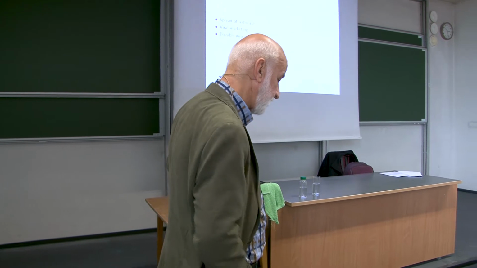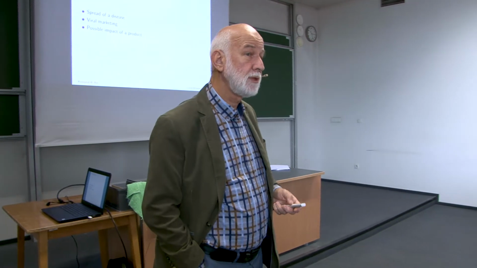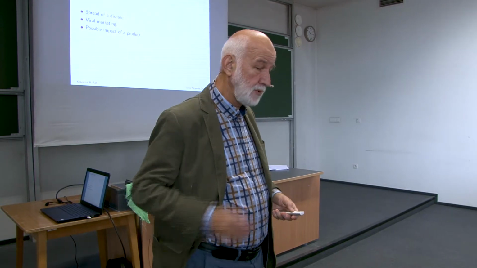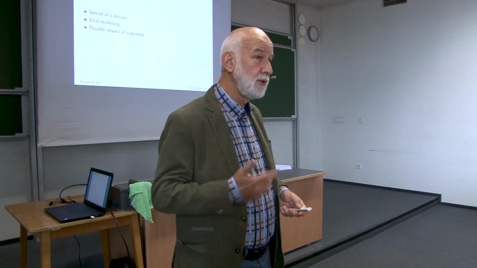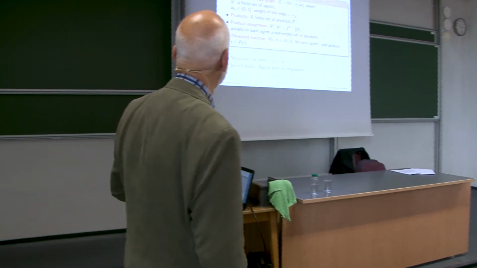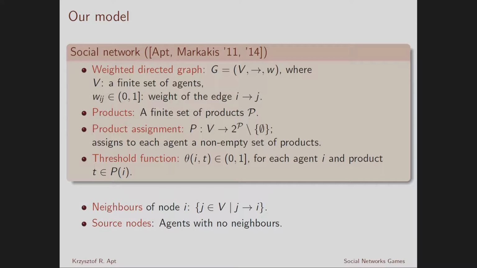And there is also another topic I'll mention to you, which we studied, like a possible impact of a product if you introduce it. So let us be more specific. So here is a model which we introduced. It is a mathematical model which tries to capture some aspects of social networks. So we have a weighted directed graph, and the vertices of this graph are agents, so the people who form the network. And an edge indicates a connection: if there is an edge from me to you, it means that I know you.